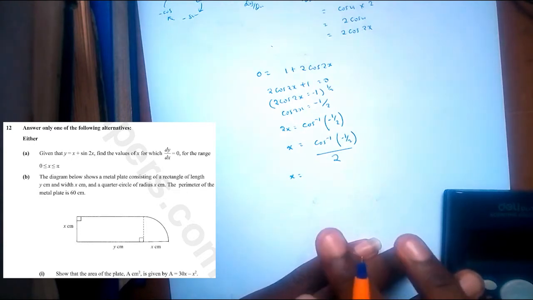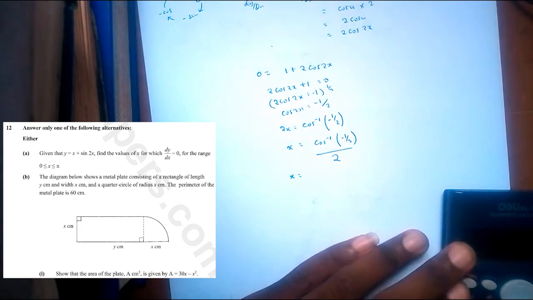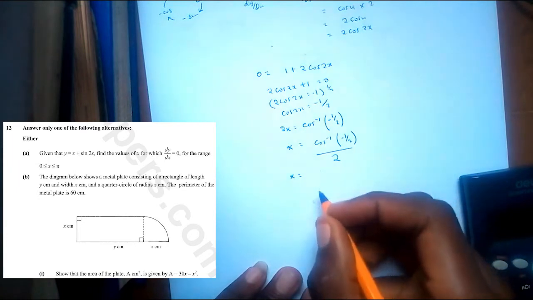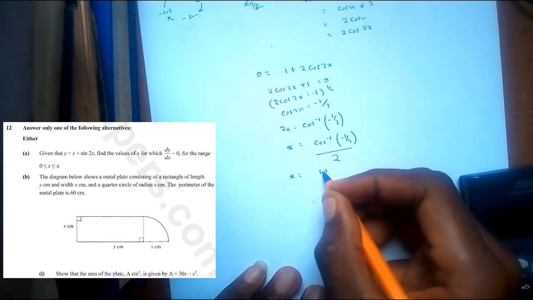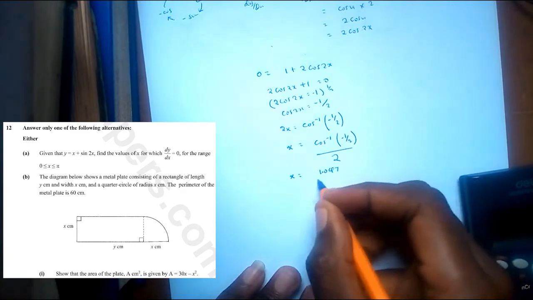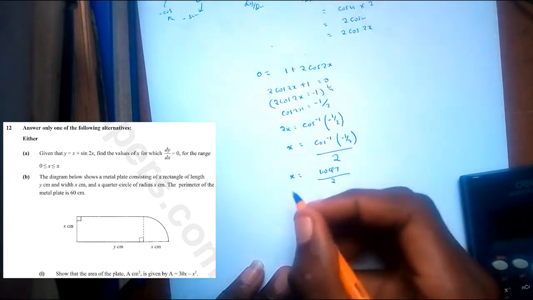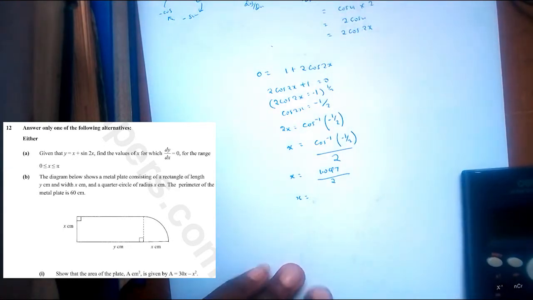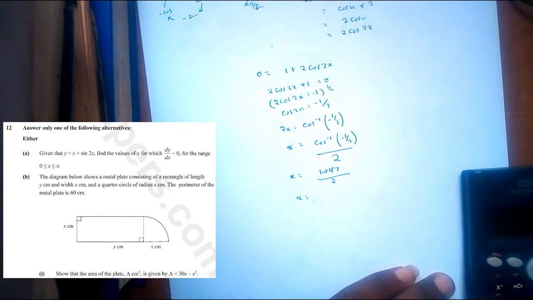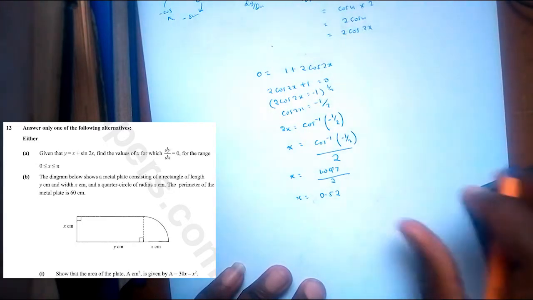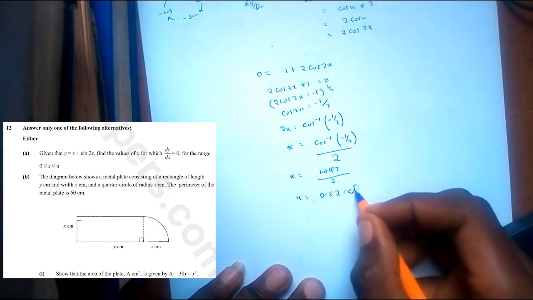Mind you, this should be in rads. So cos inverse 0.5 will be equal to 1.047, divided by 2. So x will be equal to 1.047 divided by 2, which is 0.52.